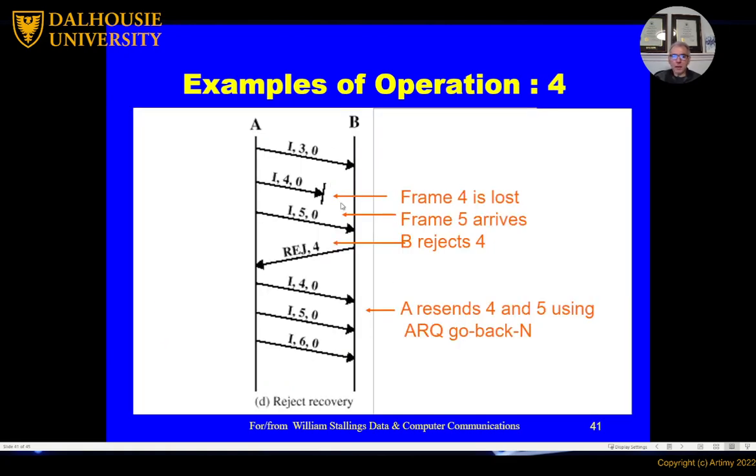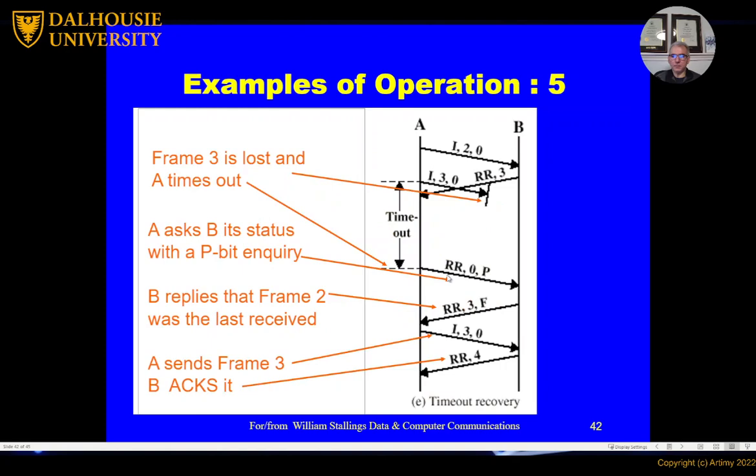Here is an example where HDLC is used to implement go-back-N. A sends frame 3, sends frame 4, sends frame 5. Frame 4 is not received correctly, so B sends reject 4. So A sends 4, 5, and 6. So that's an example of go-back-N. And this is an example of the same thing, go-back-N, but there is a timeout.